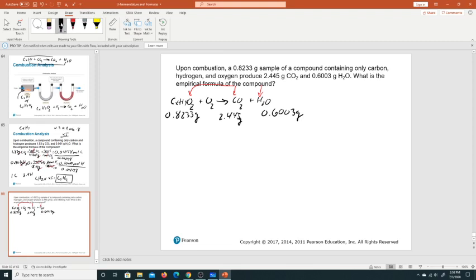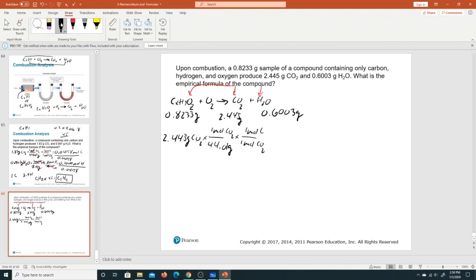Alright, let's do what we did last time. That's what we'll start with. 2.445 grams of CO2. Let's figure out how many moles of carbon we have, and we're also going to find the number of grams of carbon. I need both pieces of information. So CO2 has 44.01 grams per 1 mole of CO2. And 1 mole of CO2 is 1 mole of C.